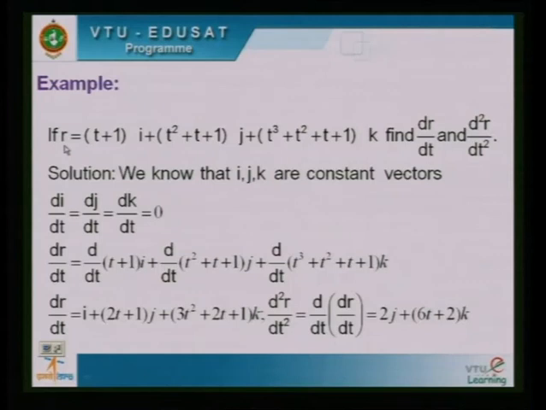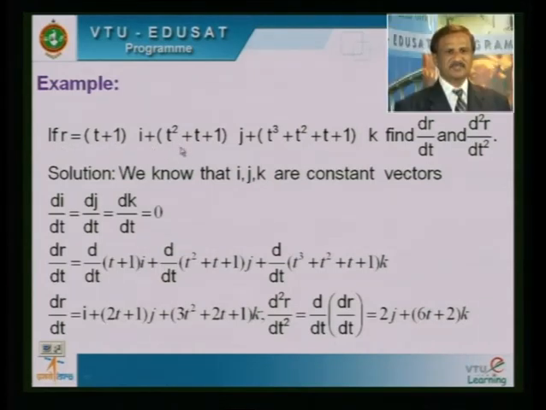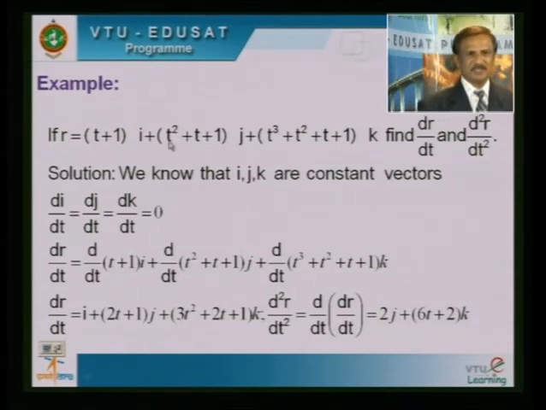We are already familiar with these formulas in the case of ordinary functions. Now we want to use the same rules for vector functions. Here you can consider one simple function. The given vector may be like this: r is equal to (t plus 1) into i plus (t square plus t plus 1) into j plus (t cube plus t square plus t plus 1) into k. So clearly it is a vector function.